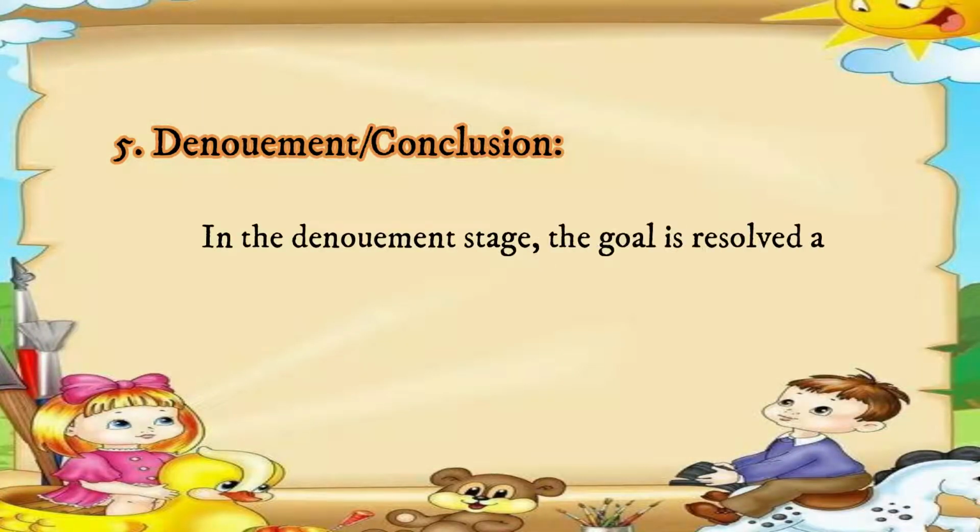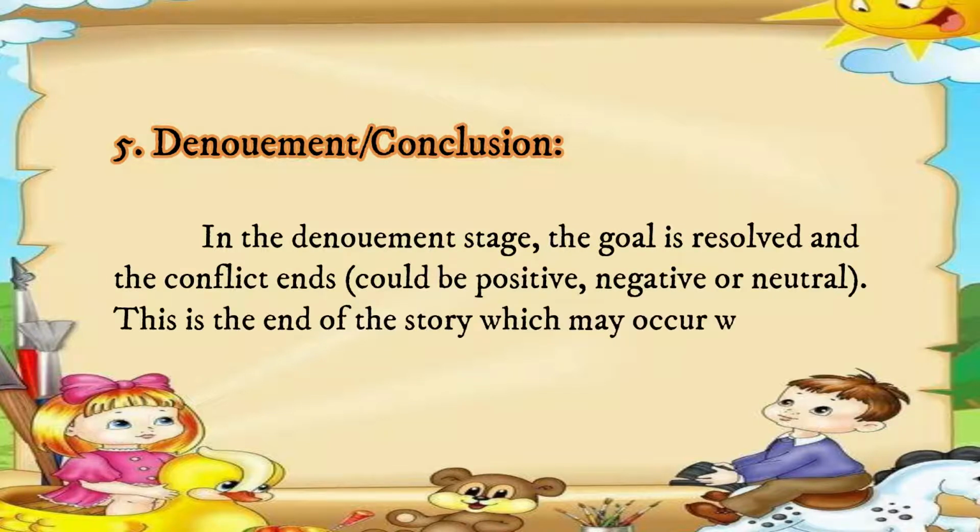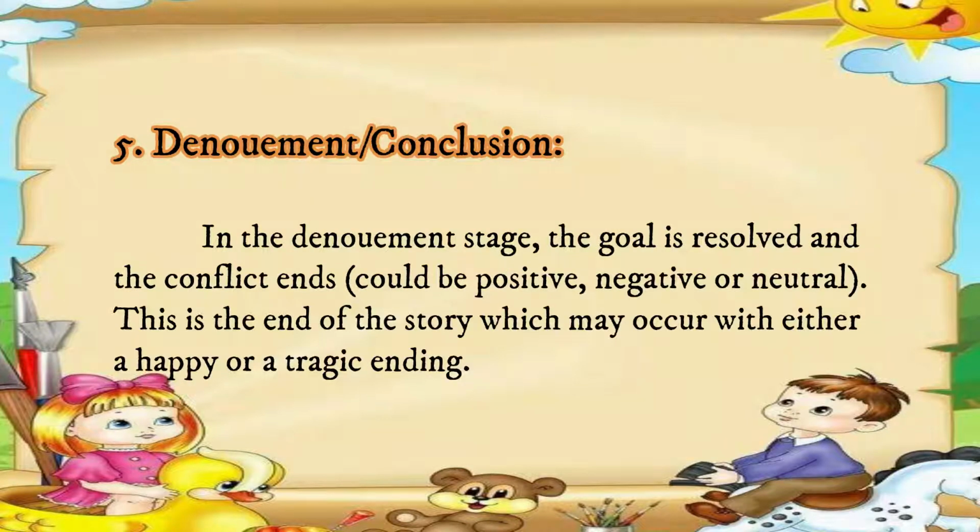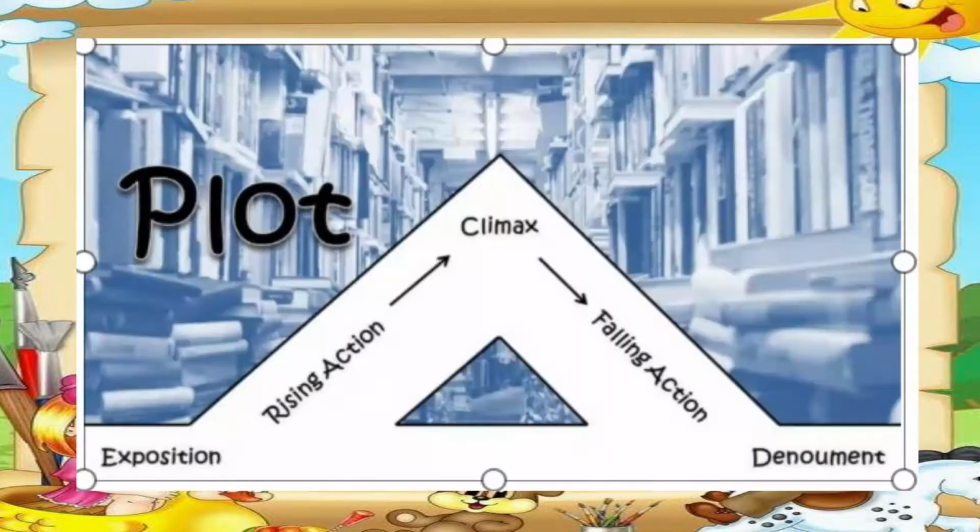Number 5, denouement or conclusion. In the denouement stage, the goal is resolved and the conflict ends. This is the end of the story, which may occur with either a happy or a tragic ending. This is how the plot looks like. From the left, it starts with exposition, then the rising action, then the climax, then moved on to the falling action, then lastly, the denouement or conclusion.